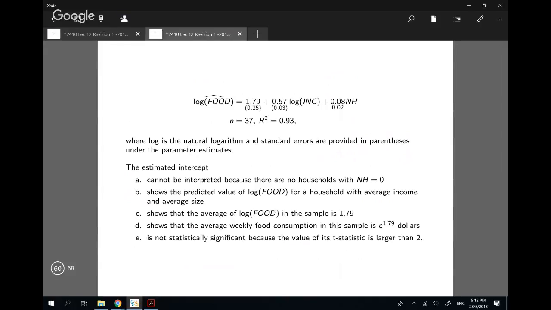The estimated intercept cannot be interpreted. Shows the predicted value. Shows the average of.